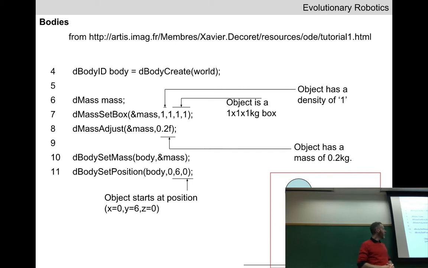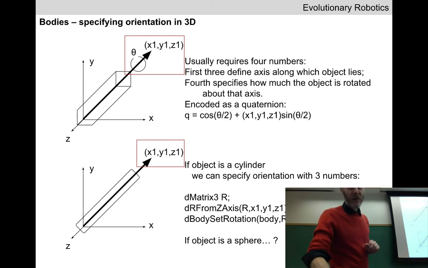We're then setting the position of the object. You'll notice that we haven't set the size. We haven't set the length or the width or the height of the object yet. We're just setting physical properties and where it is in the world. That's a body. We can also specify the orientation of the body, and there are different ways to do this.